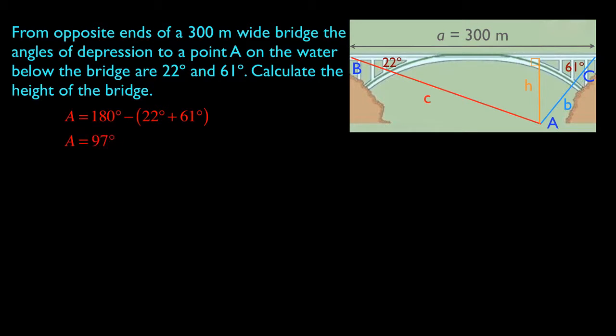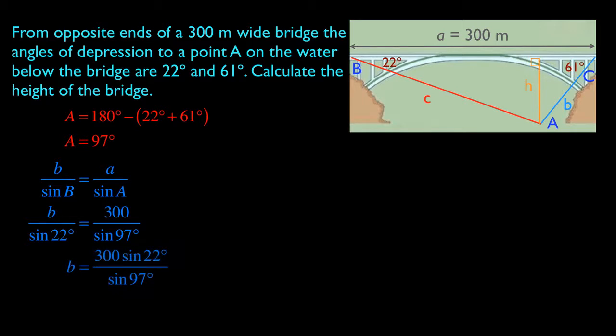At that point, I use the sine law, which says little b over sine b is little a over sine a. So b over sine 22 degrees is 300 over sine 97 degrees. And so that leads to b equaling 300 sine 22 degrees over sine 97 degrees. Now at that point, I'm not even going to try and find the value of b. I don't need to, remembering that all I'm asked to find in this question is h.